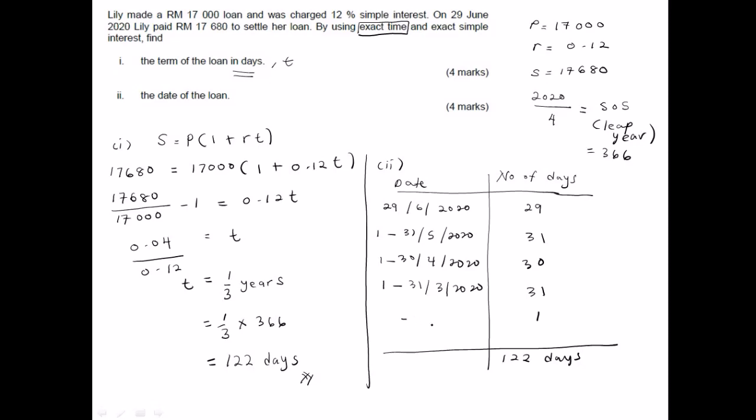One day, because 2020 is a leap year. 29 days in February. So 28, because 29 minus 28 equal 1. So the date is 28 of February 2020.